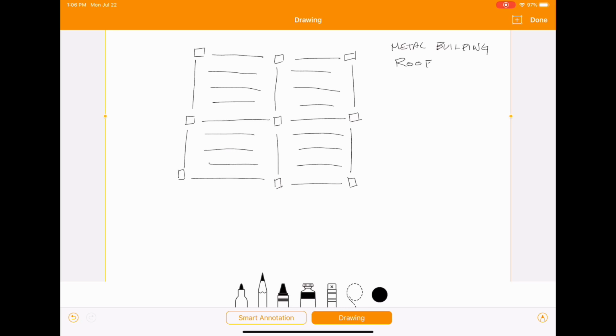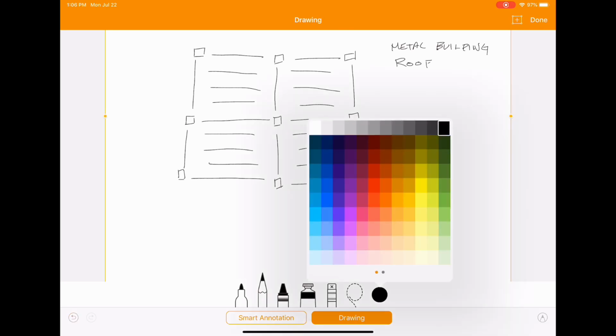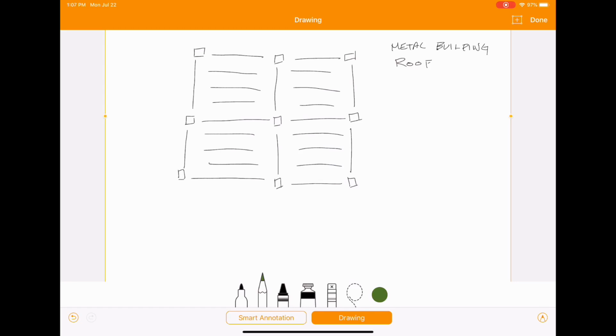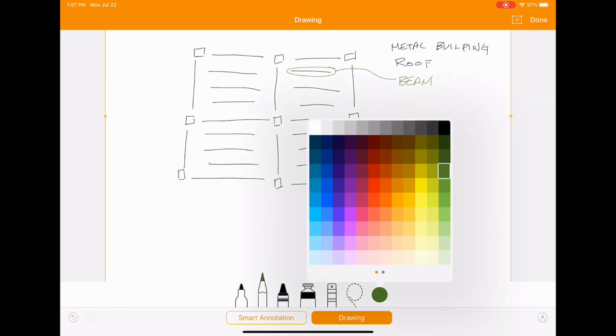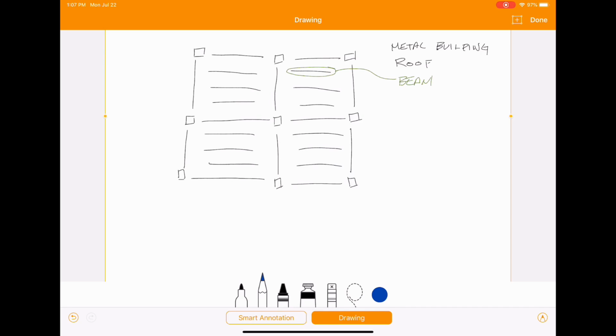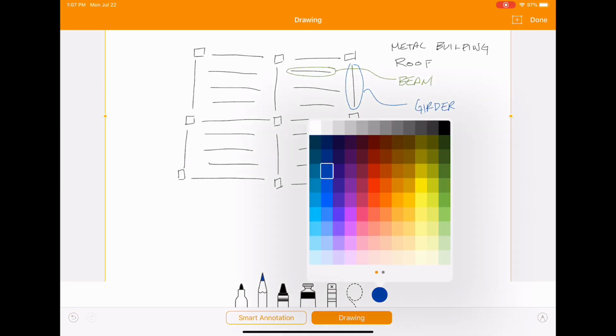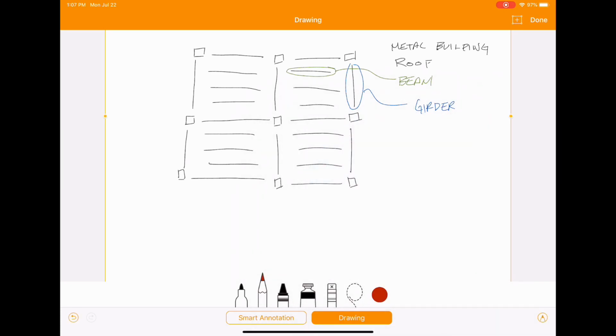So first thing, let's identify some of these different components of the building. So that there is going to be your beam. This here is going to be a girder. And this here is going to be a column.